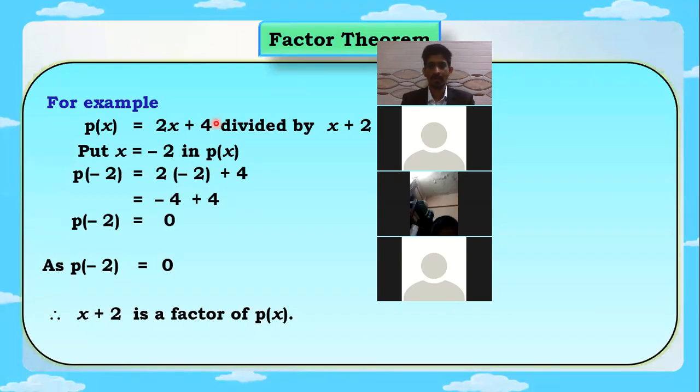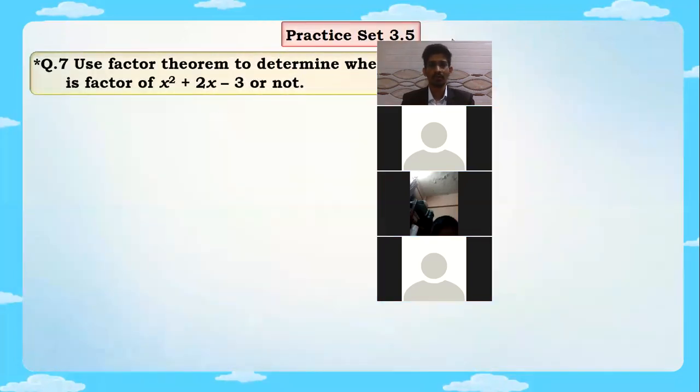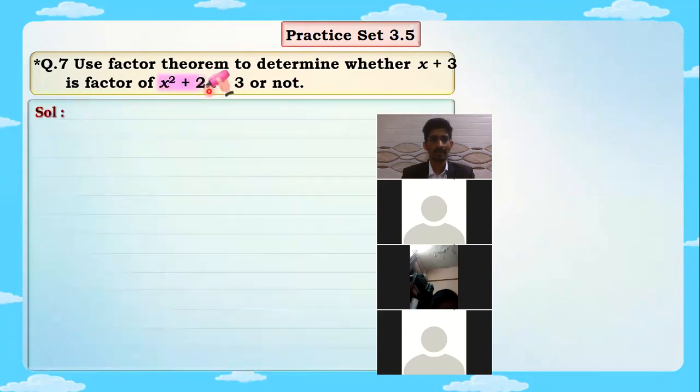Okay, great. So on the basis of this method, students, let's understand two questions. The question is: use factor theorem to determine whether x plus 3 is a factor of this polynomial or not. What is given in the question? This is the polynomial x square plus 2x minus 3. Which variable is there? x. So we can say p of x, this is a polynomial given to us. We need to check whether x plus 3 is a factor or not.